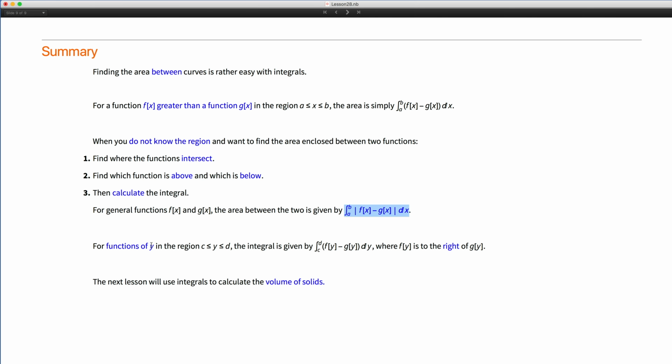Of course, if you're given functions of y, then you work with y integrals. So let's say you might do the integral of f minus g in case you know that f is to the right of g. So that brings me to the end of this lesson, and in the next lesson we talk about volumes of solids. But before that, do review this topic of area between curves.